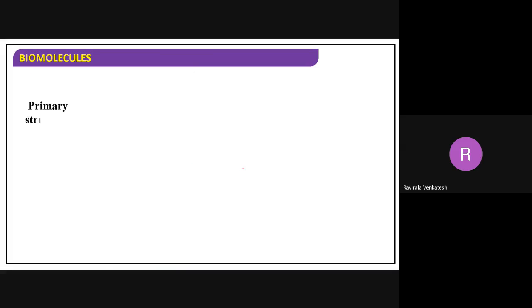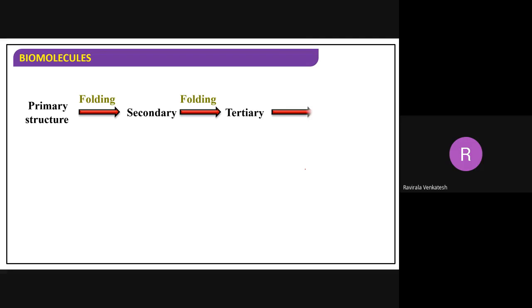Right? Primary structure unfolding is giving secondary, further folding is giving tertiary, and again further folding is giving quaternary. So you have four structures: primary, secondary, tertiary, and quaternary structures.